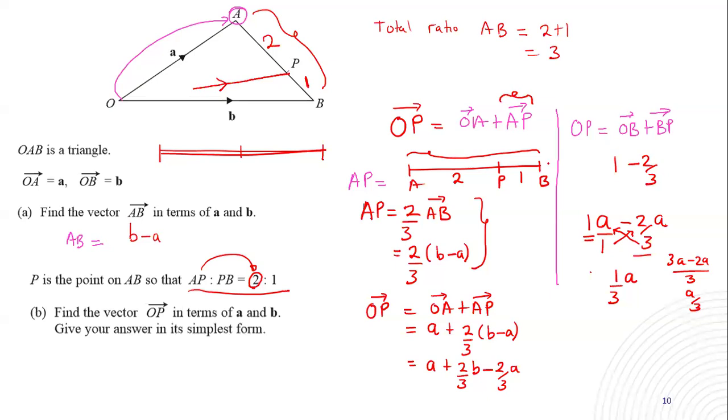Yes, Mugisa, Olive? Yes, good morning, sir. Morning. Sir, I'm confused here. From here, where we have AP equals to 2 over 3, then AB. That part is confusing me.